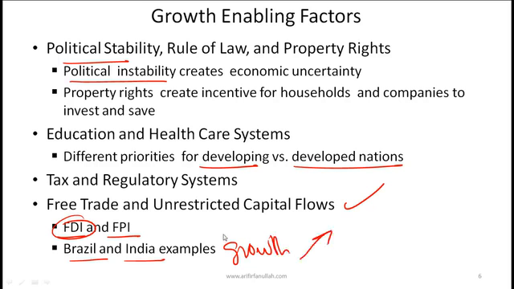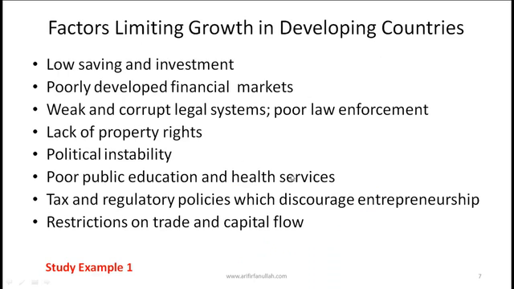But there are other parts of the curriculum where we are warned about some of the possible negative impacts of unrestricted capital flows. We covered this in the earlier reading. Now continuing, let's talk about some of the factors which limit growth in developing countries, and this effectively is a mirror image of what we've talked about.